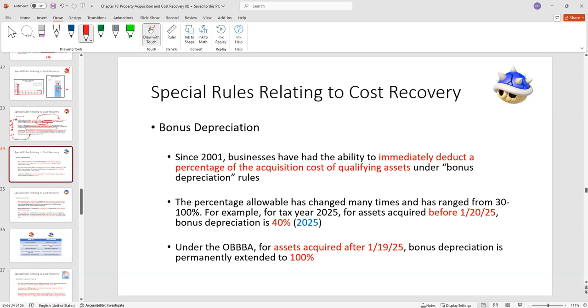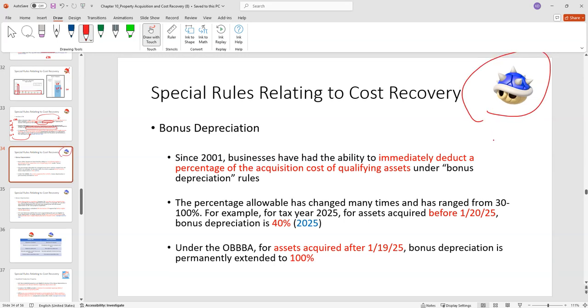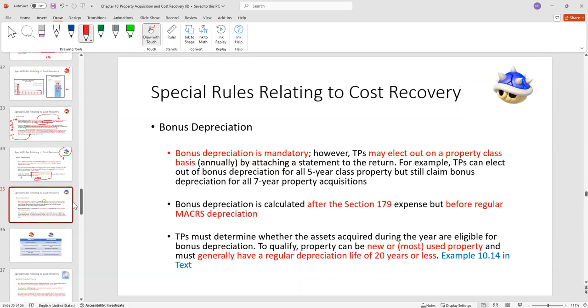Let's talk a little bit about bonus depreciation. Bonus, maybe the blue shell. Again, this is a mechanism. It encourages businesses to buy property because if you buy it, you can immediately expense it. It has changed historically year over year. When I was in practice, it was 50% bonus depreciation. Under the Big Beautiful Bill Act, for all intents and purposes, it's now 100% bonus depreciation, permanent.